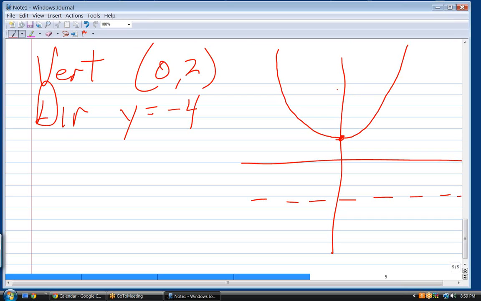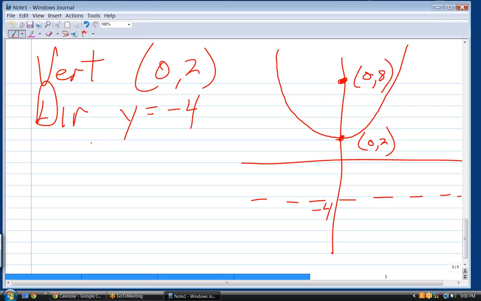Let's talk about the focus again. Where's the focus going to be? It's going to be at 4, or is it 0, 4? It's the same distance away from the vertex as the directrix is. Oh. So how far away is the directrix? The directrix is 6 away. Okay, so we got to go up to 0, 8. Yeah.